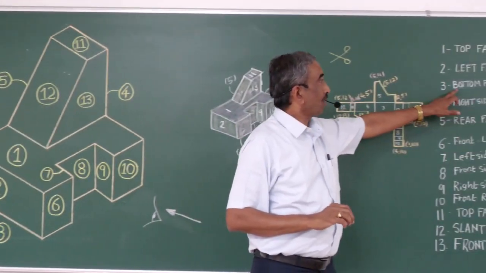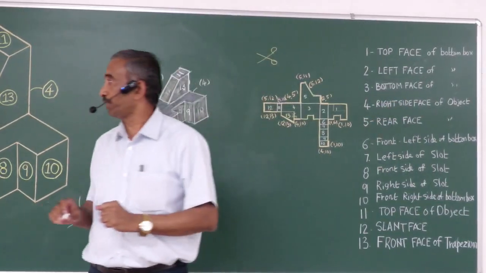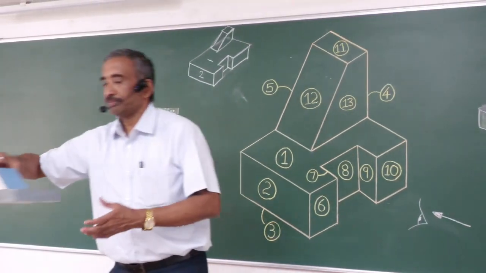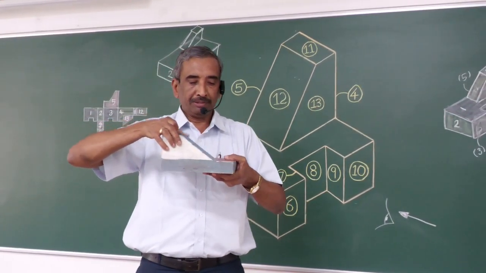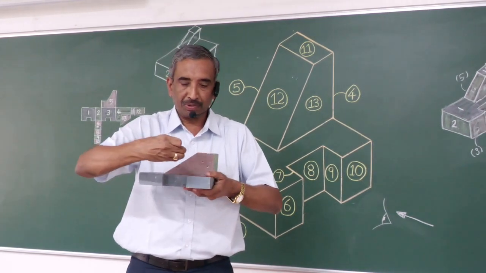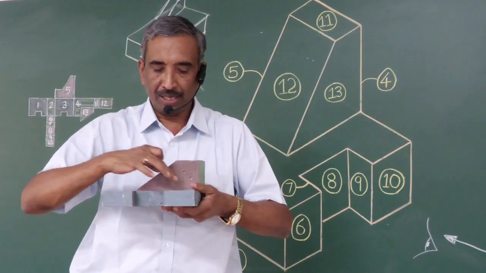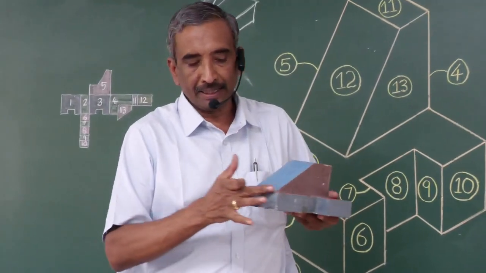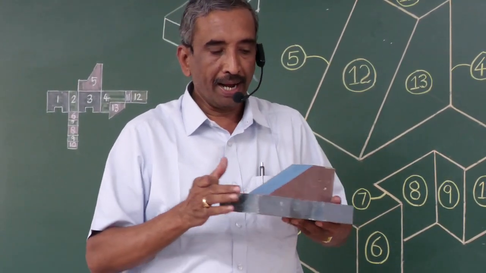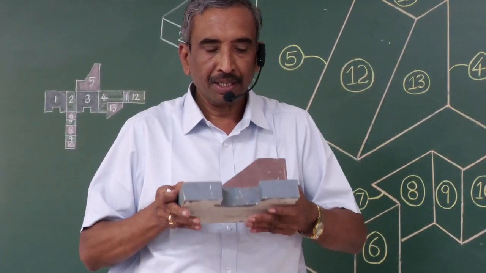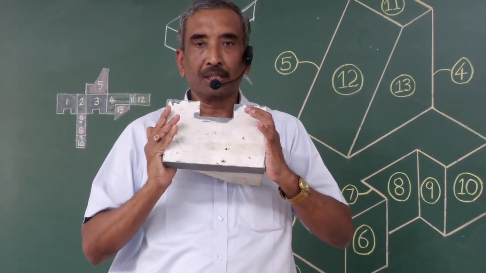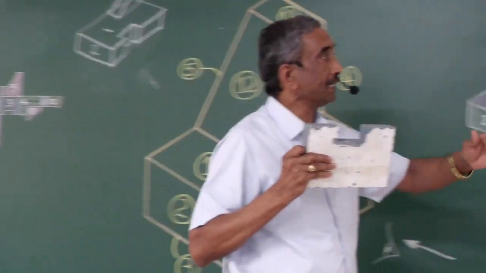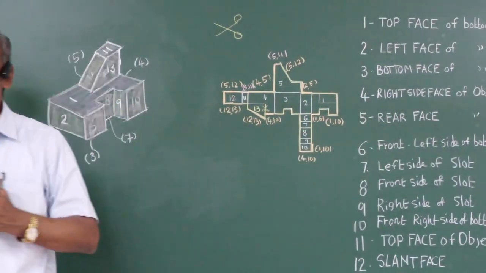Face 3 is called the bottom face of the bottom box. So if we go to the bottom, I can take this model. This is my front, and we have seen this red color as face 1, and this was face 2. Now face 3 is the bottom of the bottom box. So this is my face 3, which I name as the bottom face of the bottom box.